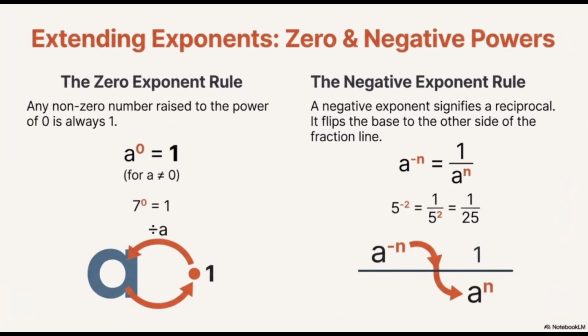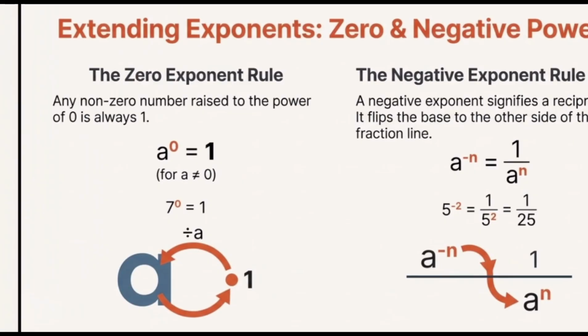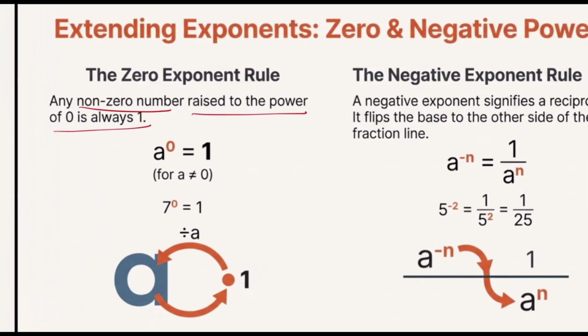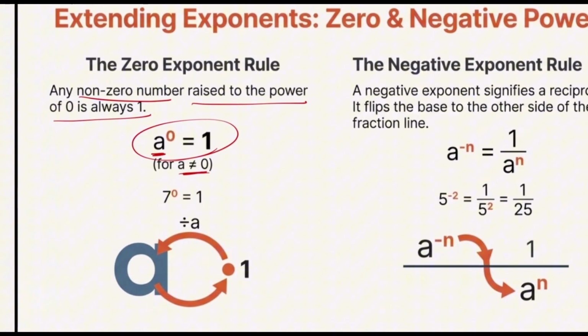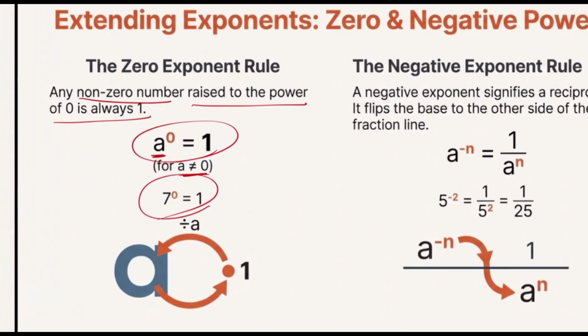Another thing that we have to do is about some exception scenarios. The very first one is the zero exponent rule. What does that mean? Any non-zero number raised to the power of 0 is always 1. It means that whatever number you have, it doesn't matter if it is negative, real, or a fraction. Whatever number you have to the power of 0 is going to be 1 itself, unless that number is 0 itself. So that is another scenario we don't talk about. For example, 7 to the power of 0 is 1 itself.